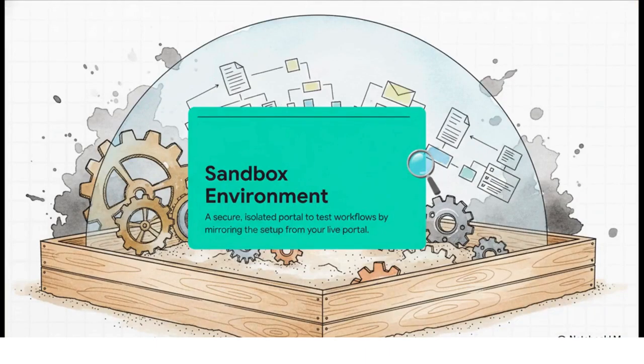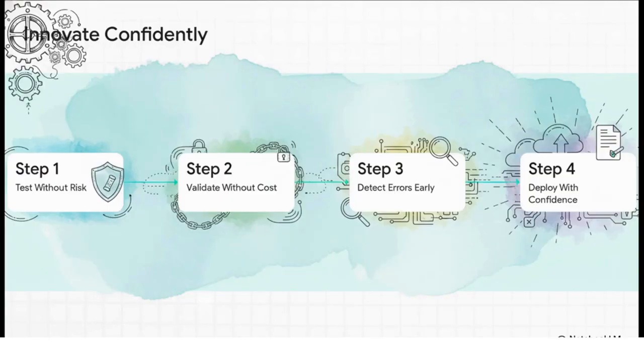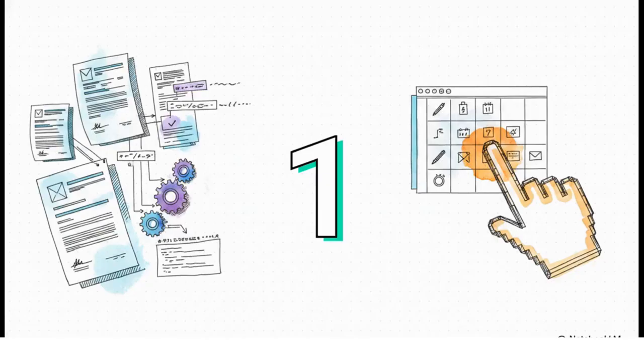Well, that's where the Sandbox environment comes in. Think of it as a secure, isolated copy. It lets you safely test out any changes you want before they ever go live. This process gives you 4 clear steps so you can innovate with total confidence. Let's break them down. Okay, step 1, test without risk. This is your playground for new templates and API workflows.